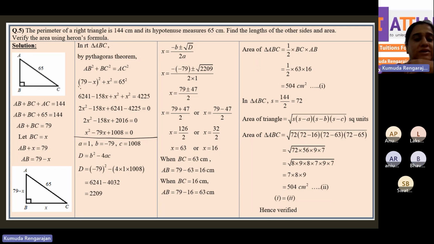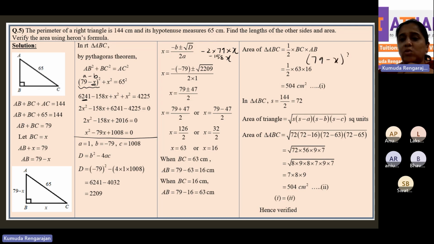So how do we expand 79 minus x the whole square? It's like a minus b the whole square. So it is a square, 79 the whole square, minus 2 into a into b, minus 2 into 79 into x. So this would be 6241 minus 158x plus x square.